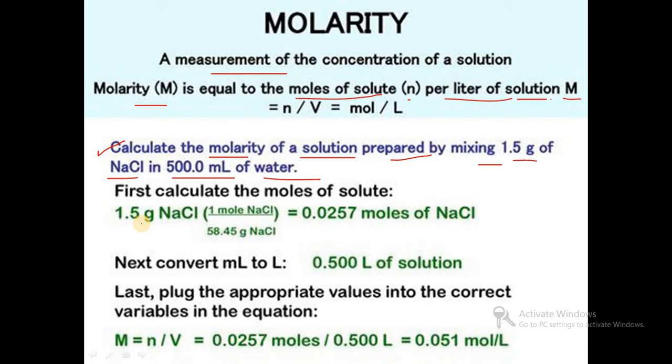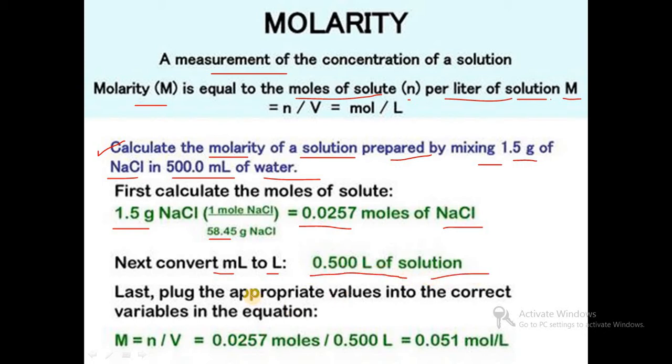So here number of moles is equal to weight of the substance divided by molecular weight. So here NaCl having 1.5 gram weight and molecular weight 58.45 gram, and here number of moles is 0.0257 moles of NaCl present. Then as per formula we convert ml value into liter value. So here 500 ml is converted into liter, that is 0.500 liter of solution.